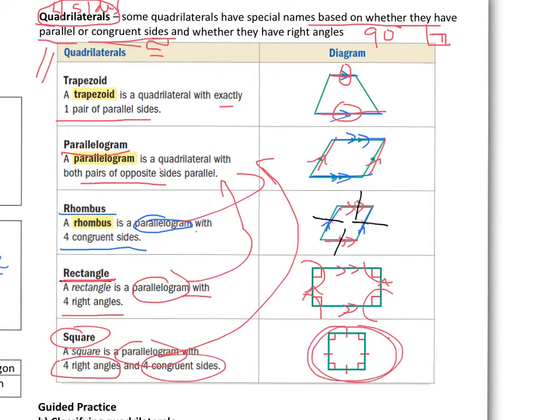Please don't get the square confused with the rhombus. Okay? The square has 4 90-degree angles, the rhombus doesn't, but it has 4 equal sides.